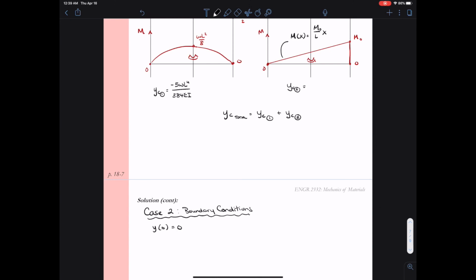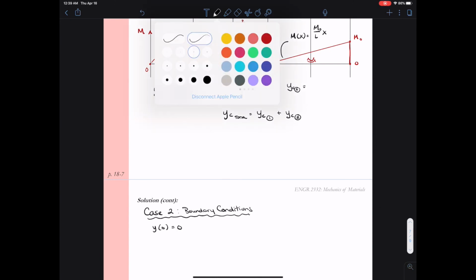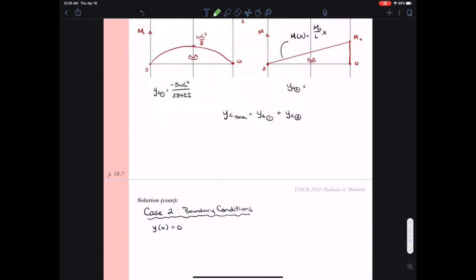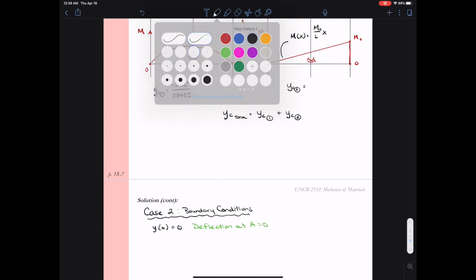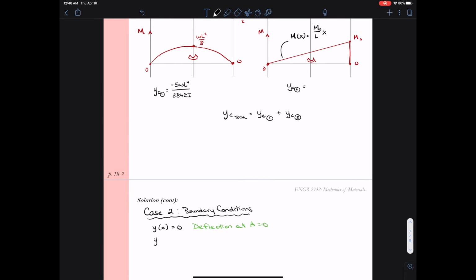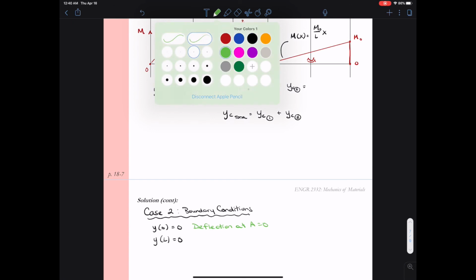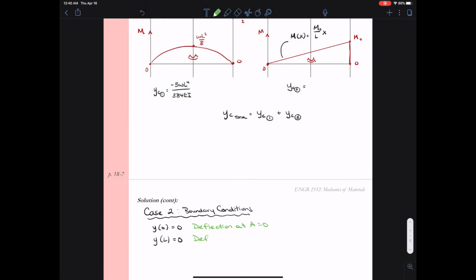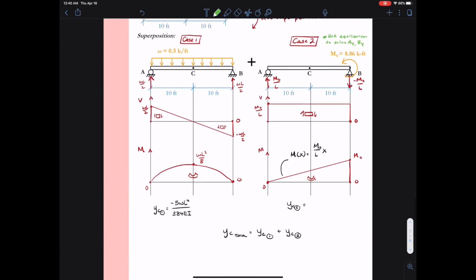Alright, so for the simply supported case, I'll use the 2 deflection boundary conditions. So we say y of 0 equals 0. That means the deflection at A is equal to 0. And the other boundary condition is y of L equals 0, which means the deflection at B equals 0. For this particular loading, I have difficulty coming up with any slope conditions because I don't really know the slope of the beam at any point, so I wouldn't come up with any slope conditions.